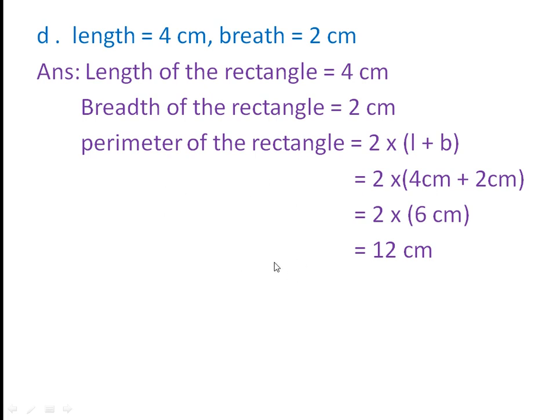Okay children, these are the 4 problems and examples for the perimeter of the rectangle. Like this we should calculate the perimeter of the rectangle, and very important is the formula. Okay, formula is very important.